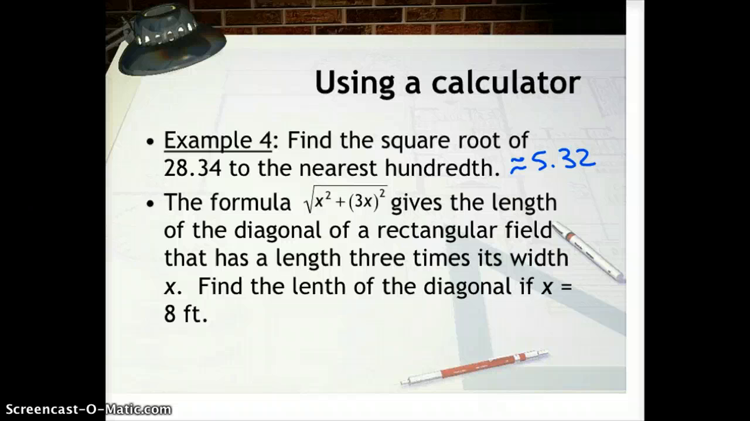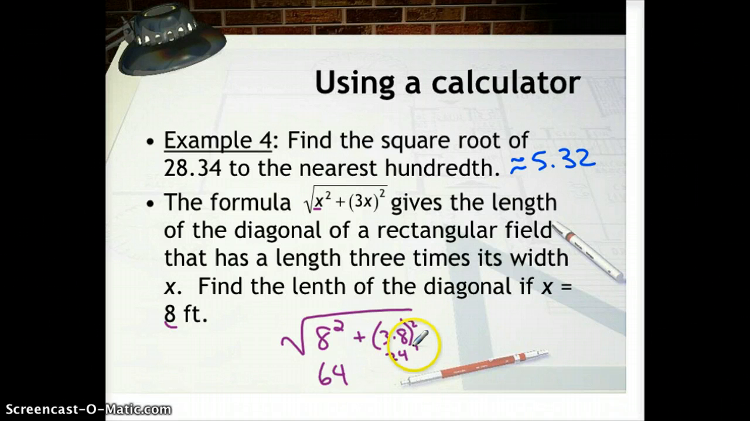So I'm going to plug in 8 for x. I've got the square root of 8 squared plus 3 times 8 squared. Make sure 3 times 8 is in parentheses there. Now 8 squared, I know that's 64. 3 times 8 is 24, so I'm really going to be doing 24 squared here. That's 576. So I have the square root of 64 plus 576. I definitely want to add that up together, and I get 640. So I'm finding the square root of 640.